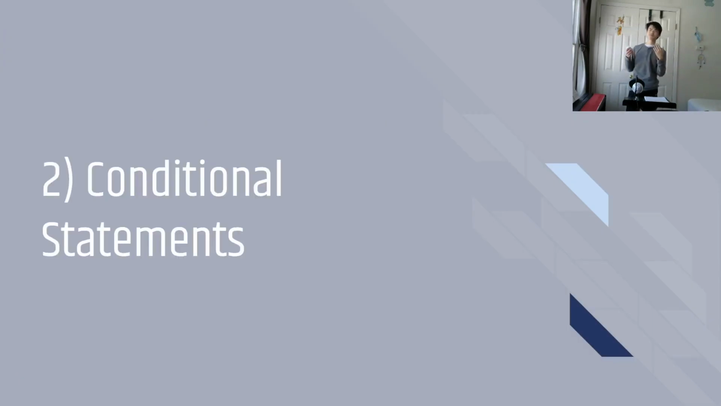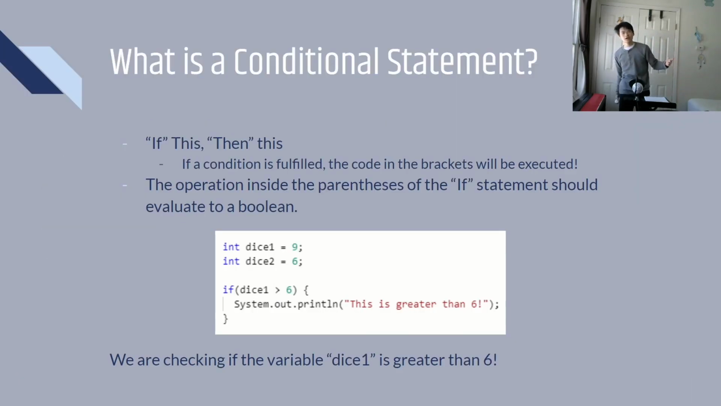So first, let's go into conditional statements. A conditional statement basically says, if this, then this. If a condition is fulfilled inside of the parentheses of the conditional statement, then the code inside the brackets will be executed. So the operation inside the parentheses should evaluate to true or false.